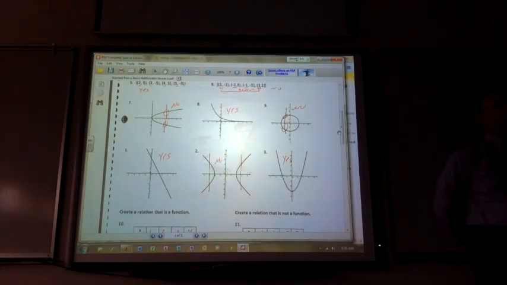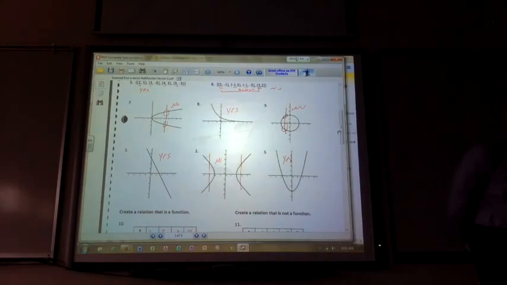Going back a smidge. Real easy. A relation is just x comma y. So if you have a set of points, that's a relation. In order to give it a specific name, though, to call it a function, the x values can't repeat. So if you have a whole bunch of sets of ordered pairs, it's a relation. If that set of ordered pairs doesn't have any repeating of the x values, it's also a function.